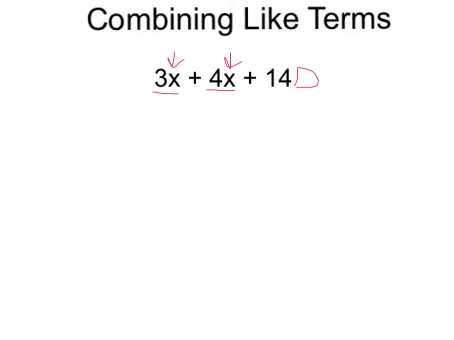So we can combine the two that are like terms, so 3x plus 4x gives us 7x. We don't have anything to combine with the 14, so you just bring that down. So now we have combined the like terms to get a simplified expression.